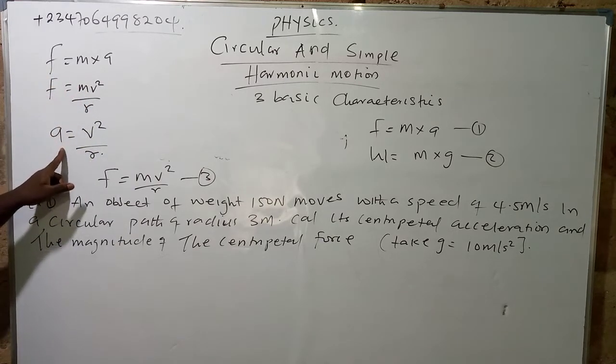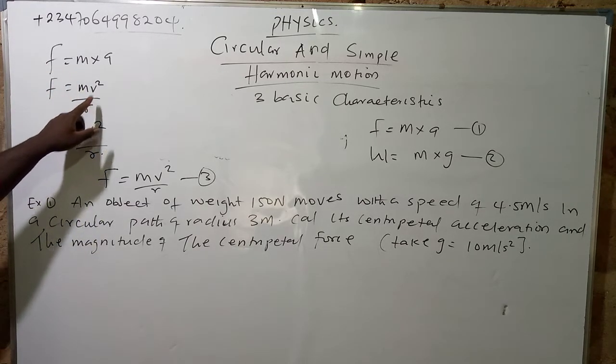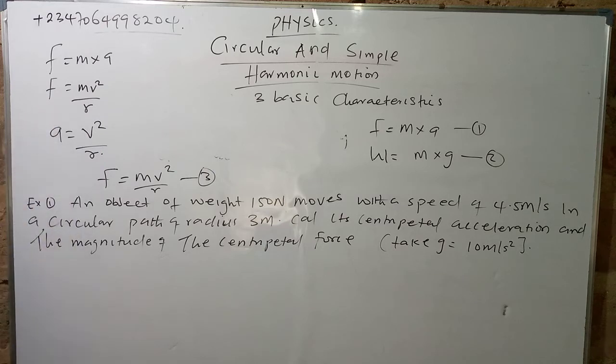If centripetal acceleration is v squared all over r, and then you put it here, that's how I got this mv squared all over r. And this is the formula for calculating centripetal force. Now, let me go to the work proper at the board.